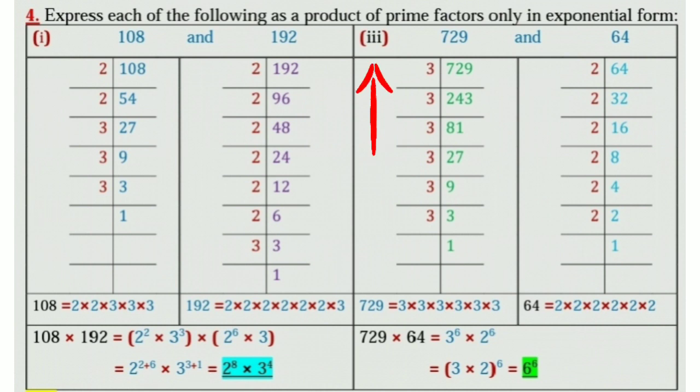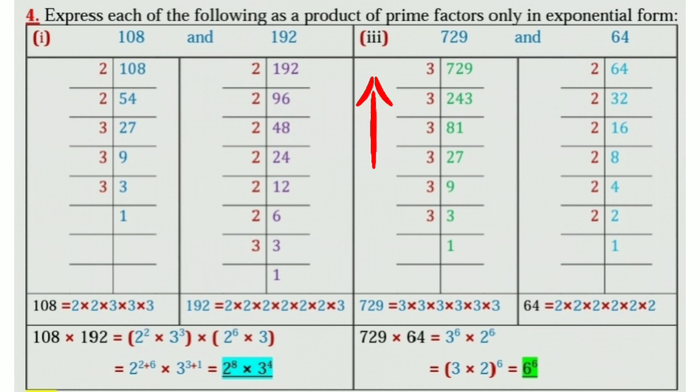Third or fourth: 729 and 64. Now first find out the factors of 729. Dividing 729 by 3, we get 243. 243 divided by 3 gives 81. 81 divided by 3 gives 27. 27 divided by 3 gives 9. 9 divided by 3 gives 3, and 3 divided by 3 gives 1. Hence the factorization of 729 is equal to 3 × 3 × 3 × 3 × 3 × 3.